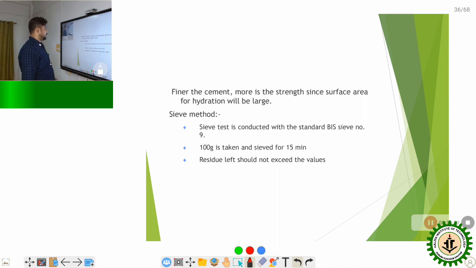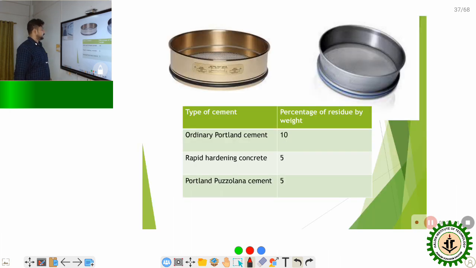Let's talk about the sieve method. The finer the cement, the more the strength. The sieve test is conducted with the standard IS sieve number 9. 100 grams of cement is taken and sieved for 15 minutes, and the residue left must not exceed the permissible values.